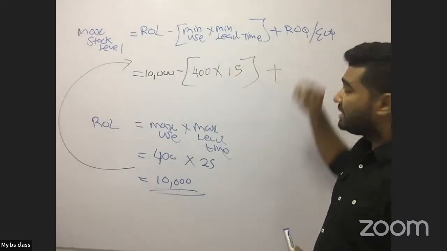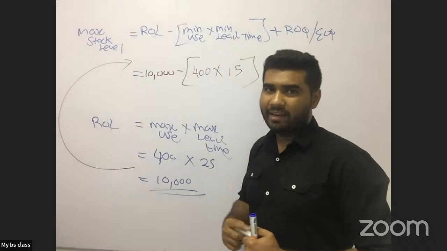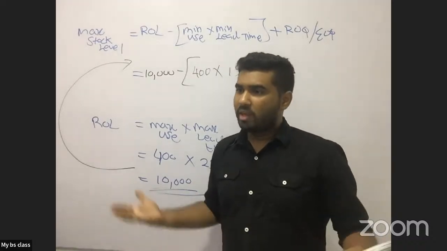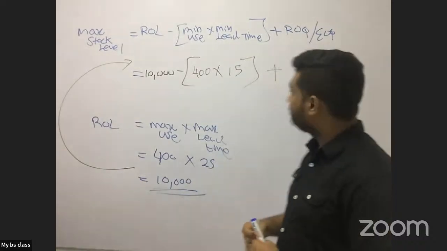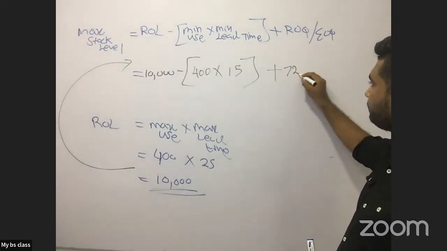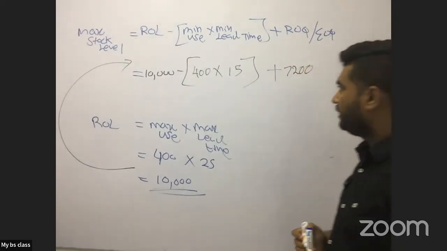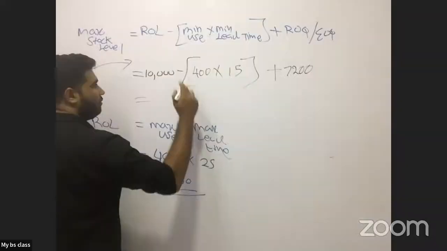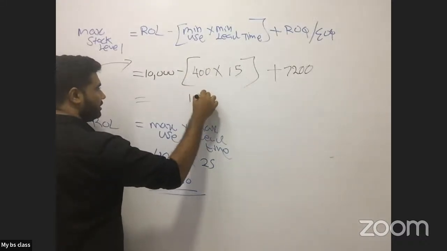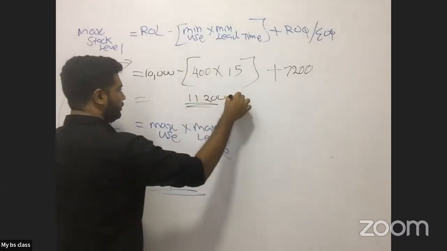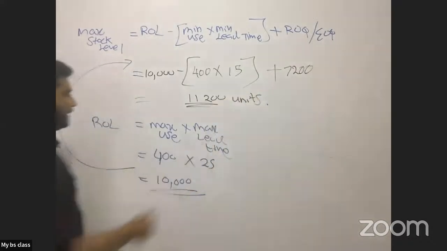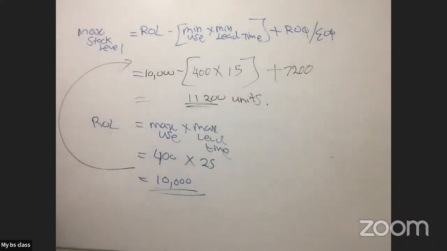Now the problem, where's ROQ? ROQ දීලා නැහැ. Instead, they have provided you the EOQ, no issue, 7,200. So the answer is 11,200. Guys, can you please go through this? If you have any question, just let me know, or I can explain it again.